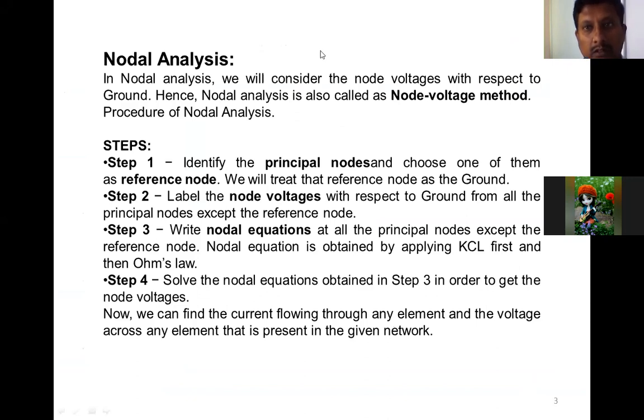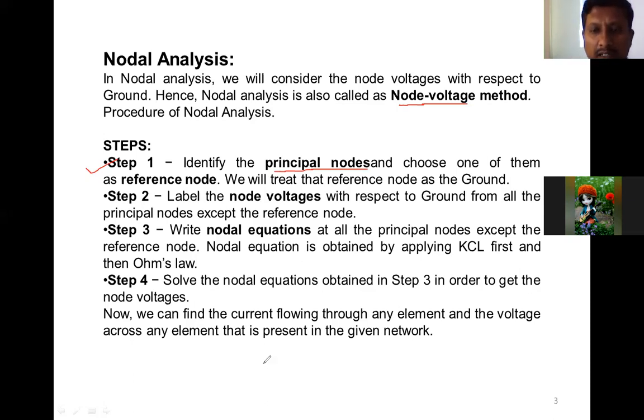Now, this node analysis is also known as the node voltage method, because we are finding the voltage at a particular node. So there are these 4 steps. The first step is: identify the number of principal nodes present in the given network. We have already discussed what a simple node is and what a principal node is.